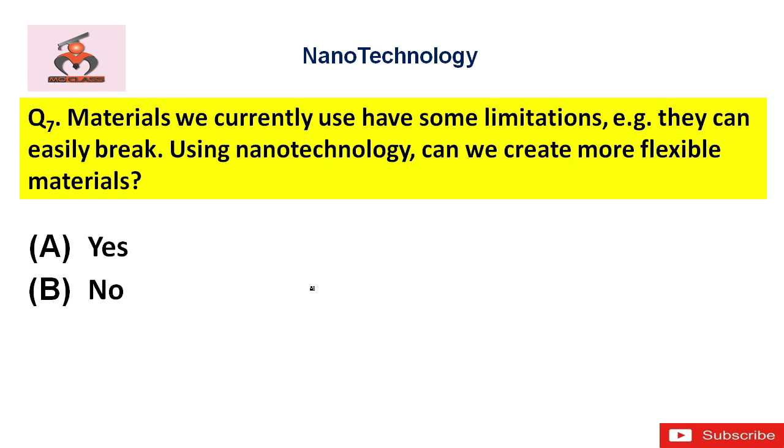Materials we currently use have some limitations. They can easily break. Using nanotechnology, we can create more flexible materials. So yes, we can increase the strength of the material by arranging the nanomaterials in different orientations. So the answer will be A. Yes.